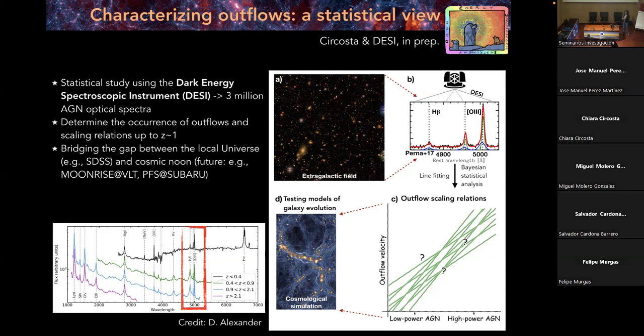The idea here is to use DESI to study the physics of galaxies and AGN, and in particular obtain, as you can see in this scheme, a large sample of targets, probe the [OIII] line to check any broad components and trace outflows, and then obtain outflow scaling relations that can be used to test models of galaxy evolution. Considering the wavelength coverage, we can probe the [OIII] line up to redshift 1. And we can determine, for example, the occurrence of outflows, and in this way bridge the gap between what we can do in the local universe with SDSS and other surveys that in the future will be focused on cosmic noon, for example, at the VLT or the Subaru telescopes.